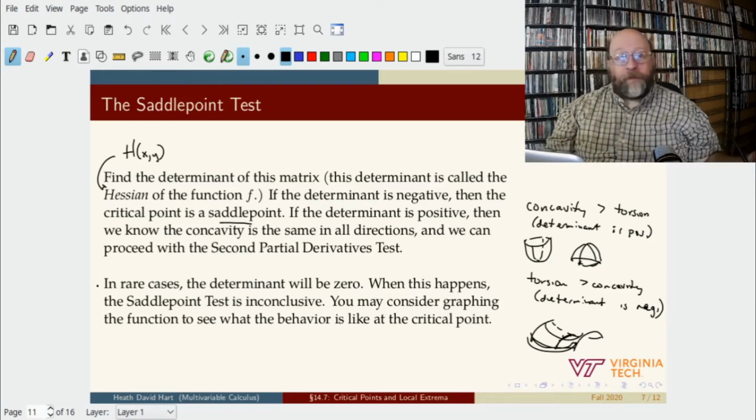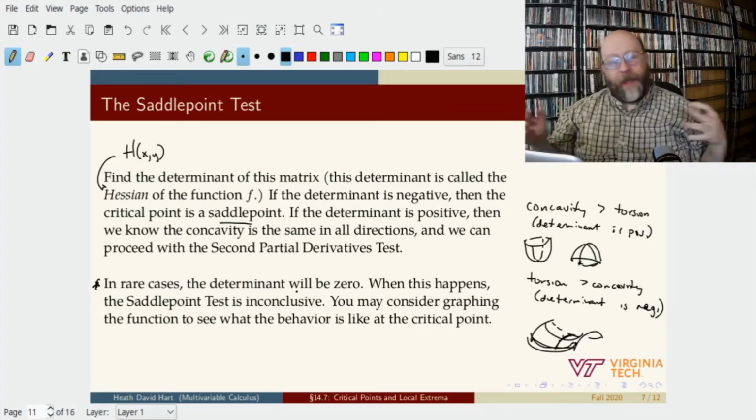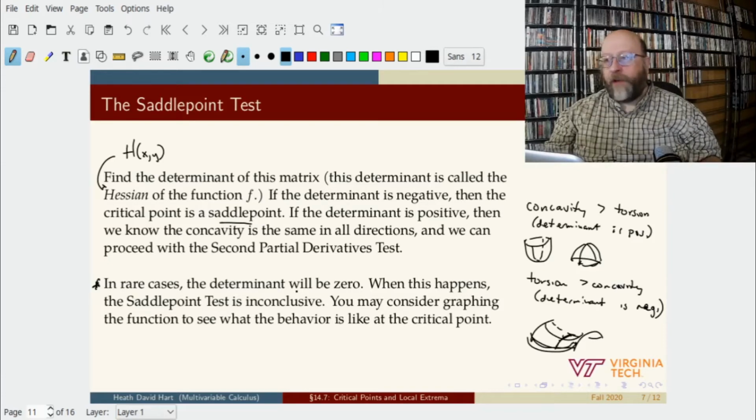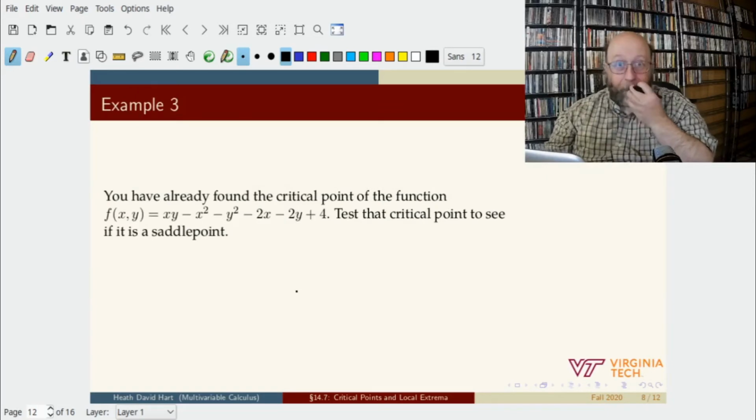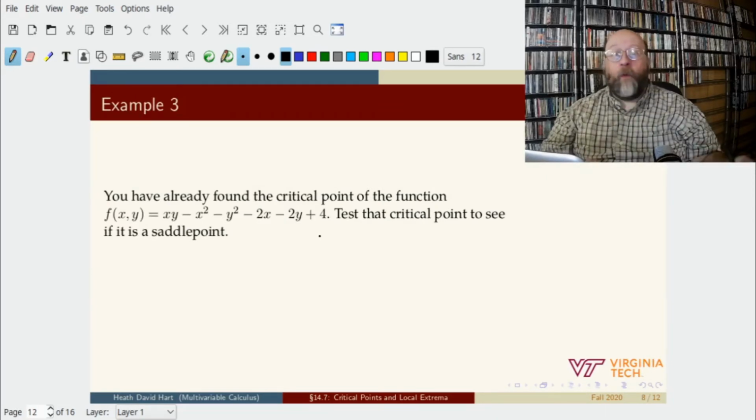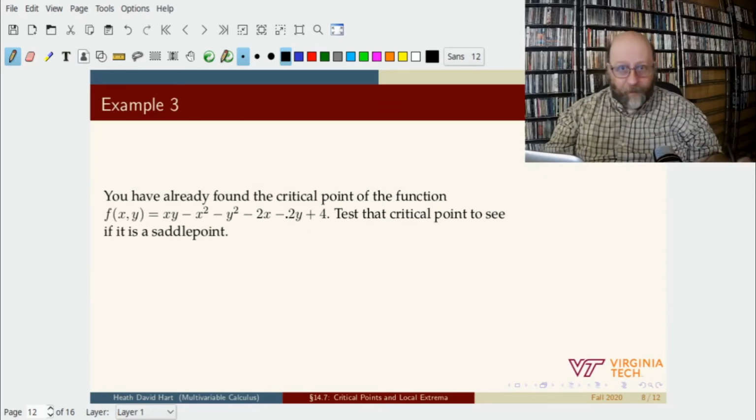There are some special cases where the determinant turns out to be 0, and again, when you get a 0 result, you just have to use a graphing tool to see what happens. The computational tools we have don't work in that case. All right. So let's try an example. We already did this example before. We found that the critical point for this function was -2, -2, 8.